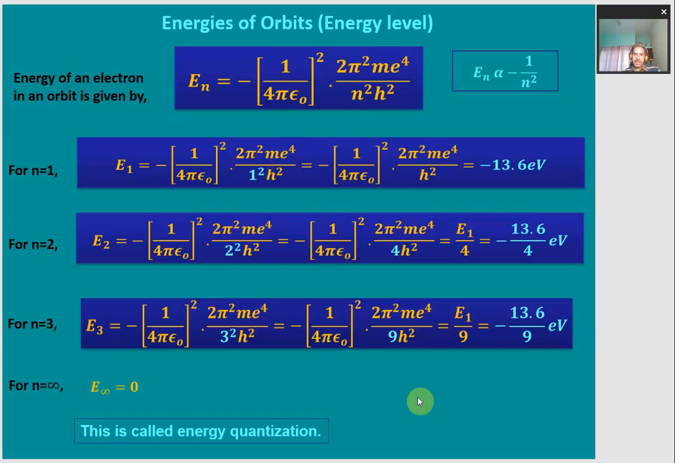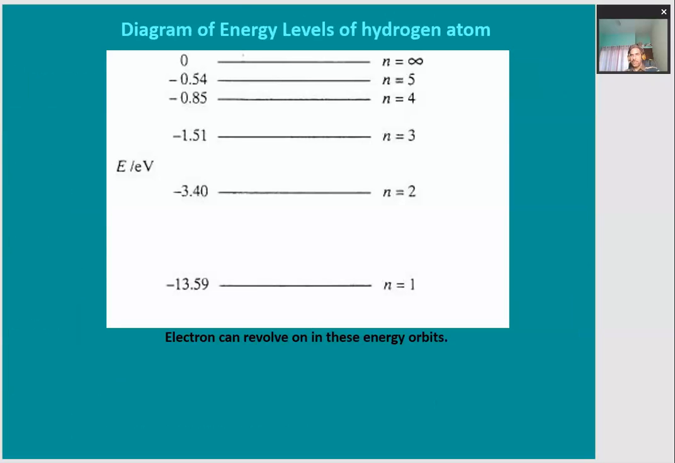Similarly, just like charge quantization, this energy of different energy levels or orbits can be shown in terms of this diagram. This is the diagram of energy levels of hydrogen atom. For n equal to 1, this is the lowermost, or closest to the nucleus, energy level. Its energy is given by minus 13.59, or approximately minus 13.6.